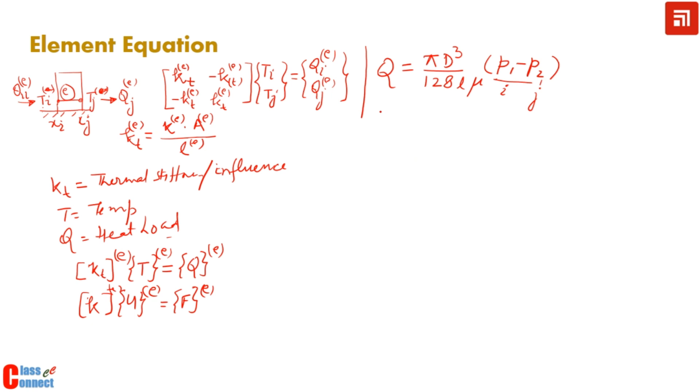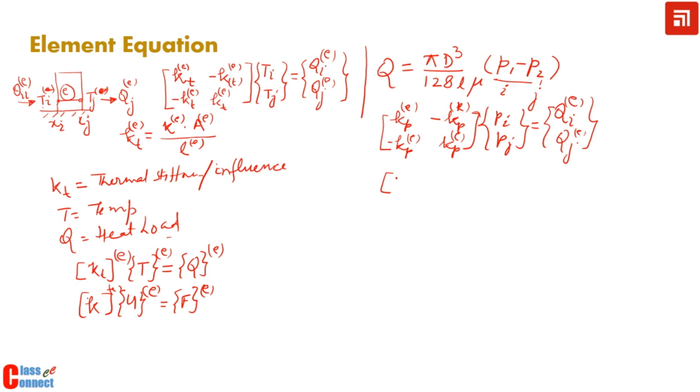So the element equation for this case will be [Kp] times the nodal variables Pi and Pj. We can write in short form that this is Kp, known as the fluidity matrix in CFD analysis, the nodal pressure vector and the nodal flow vector for each element. So this is how we can write down the element equations for simple cases using the direct method.